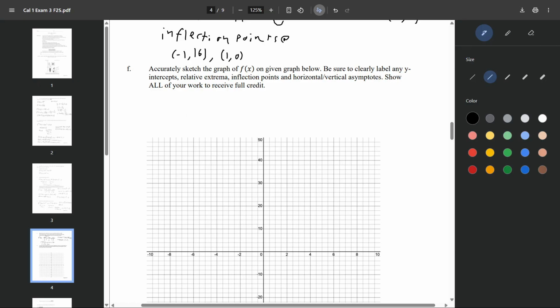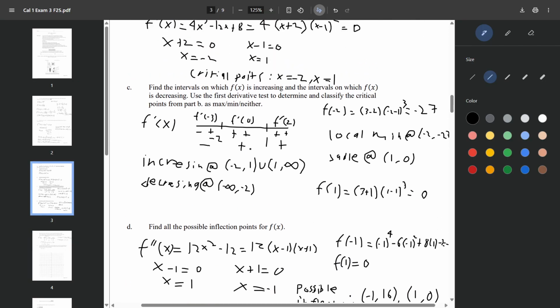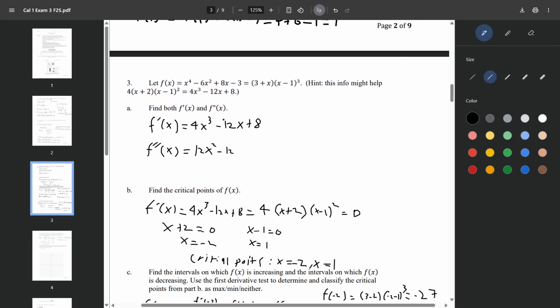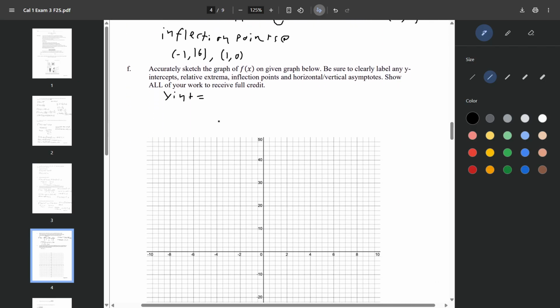Alright, so the first part is to find our x and y intercepts, because we haven't actually found them yet. For y, we plug in 0 into our original equation, so it's going to be equal to -3. So our coordinate is going to be 0, comma, -3.